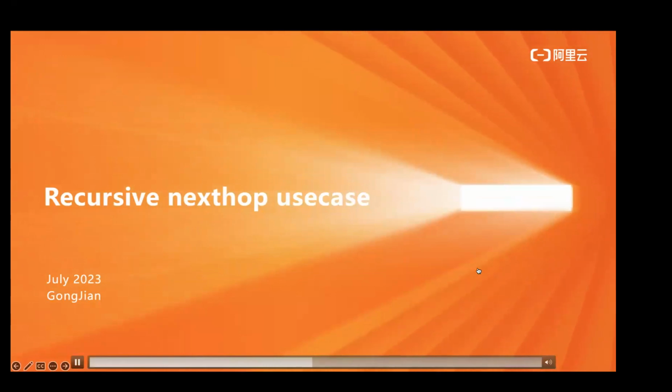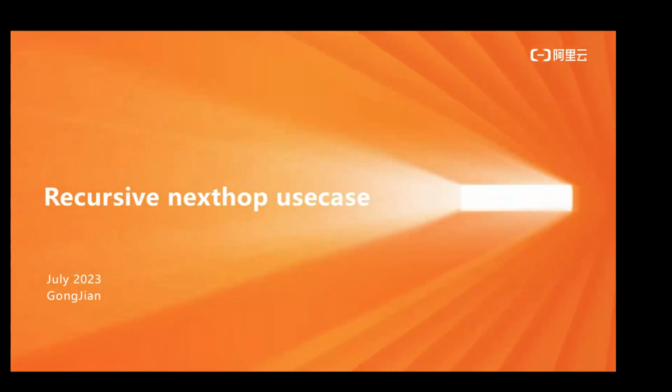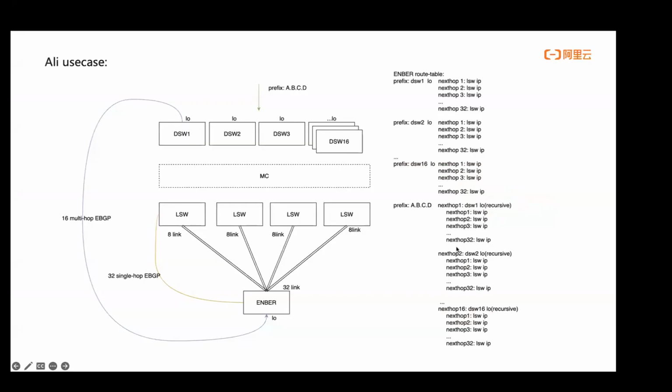Hello, this is Gongjian from Alibaba. I will introduce the recursive next hop use case in Ali and the issues we encountered in this use case. Here is the use case picture. We have three types of switches in this use case. First is ENBER. It has 32 uplinks connected to RSWs, and there are a total of 32 connected eBGP neighbors between RSW and the ENBER.